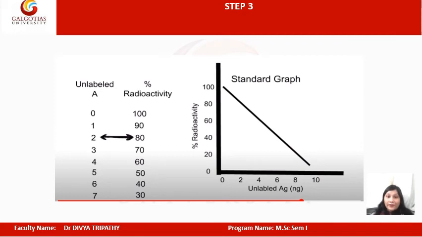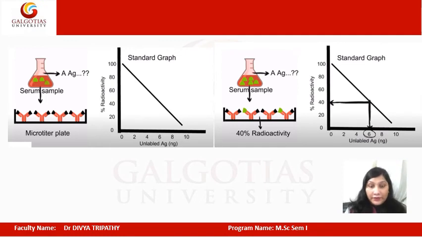Remember that we have not yet used the sample serum. These are all the solutions that we have made in the lab. We have not yet used the sample serum. Now is the time to find out the concentration of our sample solution that we took at the start, which was our actual objective. We have to find out the concentration of A antigen in this serum sample. Now what will we do? We will again have to make a microtiter plate of 100% radioactivity.